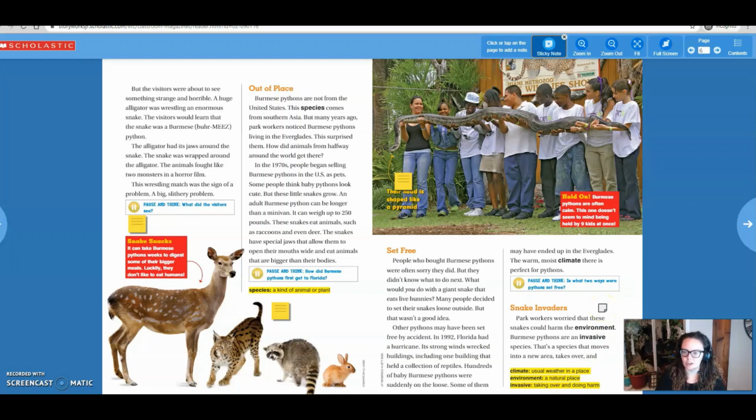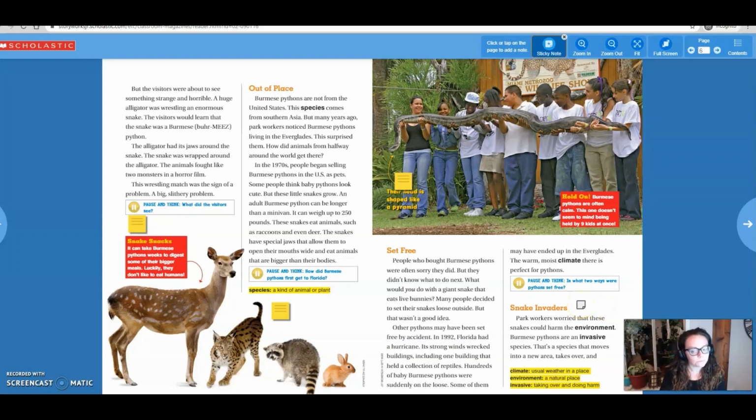Okay, so there were two ways that the pythons were free, right? Some people put them in the Everglades because they were too much work. And on the other side, there was a hurricane and lots of buildings were damaged, and sometimes the pythons would escape. So now I have a better understanding, and it's all coming back into one clear picture of what this text is mostly about. I'm beginning to understand that these animals, whether they were set free on accident or on purpose, are having a harmful effect on the environment.